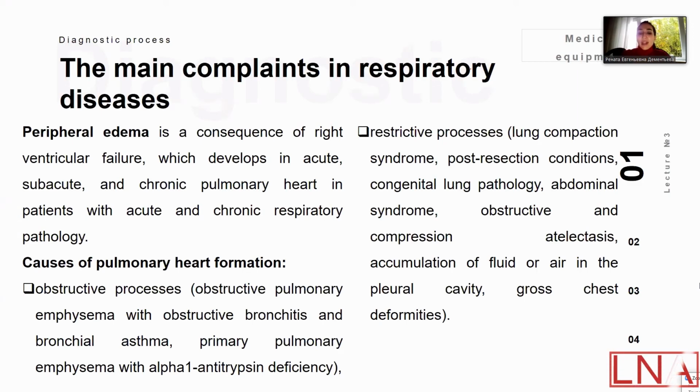and gross chest deformities. So peripheral edema, in case it's not significant for patients with respiratory diseases, but development of peripheral edema can be, and it will be, a sign of development of right ventricular failure. The reason and cause of right ventricular failure in this process is mainly the development of chronic pulmonary heart with stagnation in the small circle, the small cycle of circulation.